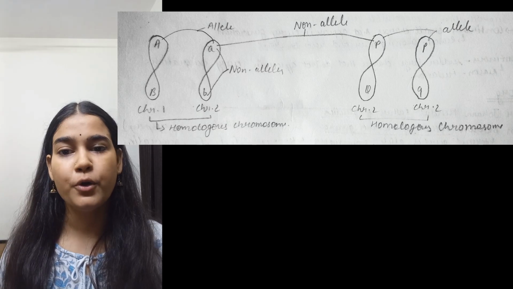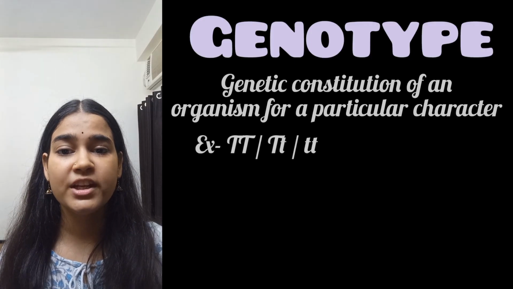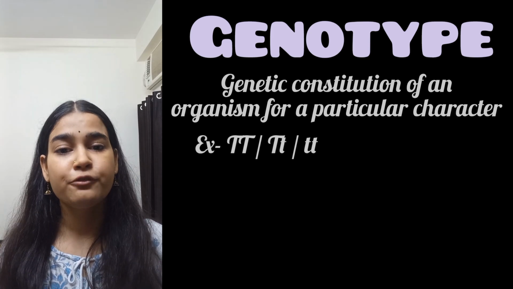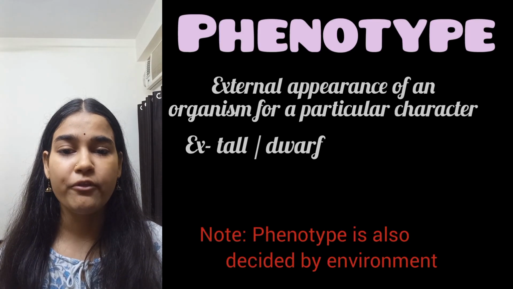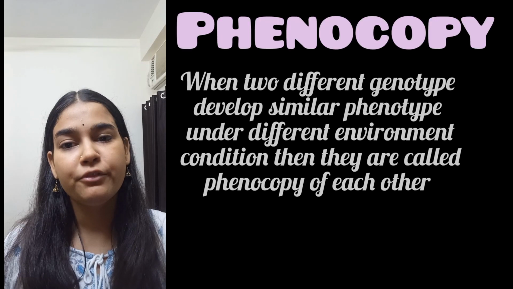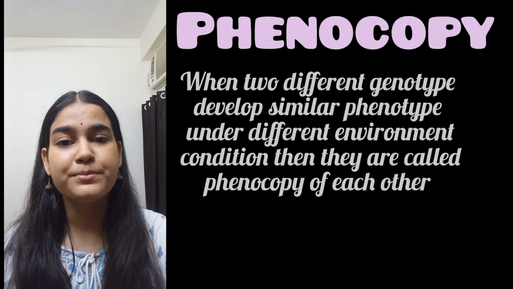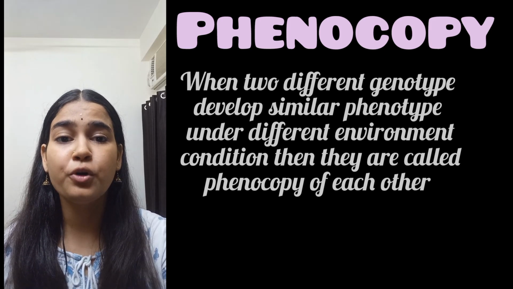As we now know about genes and alleles, let us come to genotype and phenotype. Genotype means genetic constitution of an organism for a particular character. Phenotypes means external appearance of an organism for a particular character. Phenocopy. Phenocopy means when two different genotypes develop similar phenotype under different environmental conditions, then they are called phenocopy of each other.